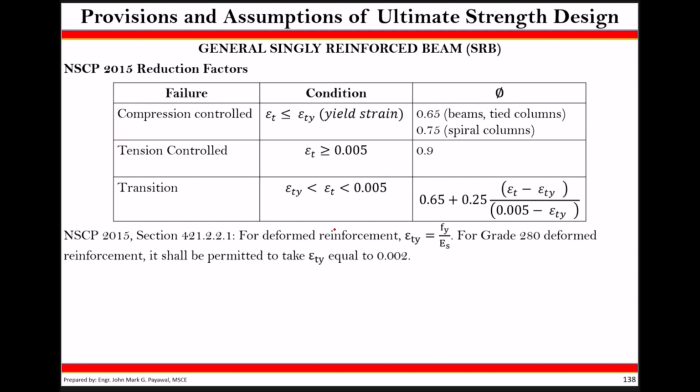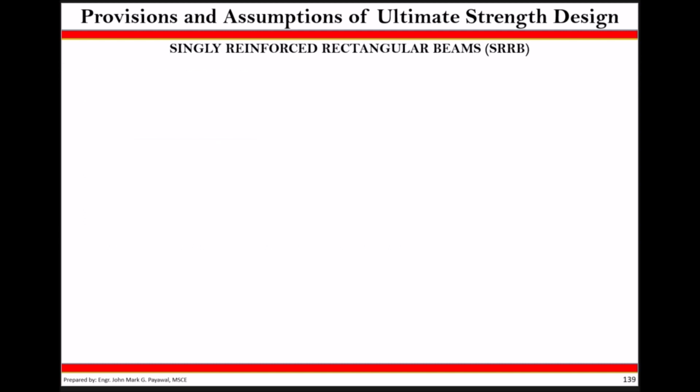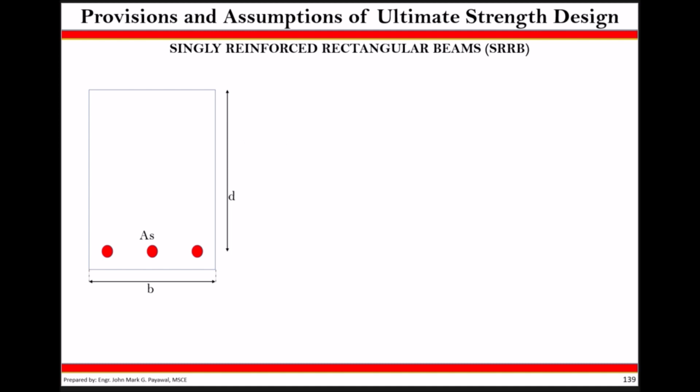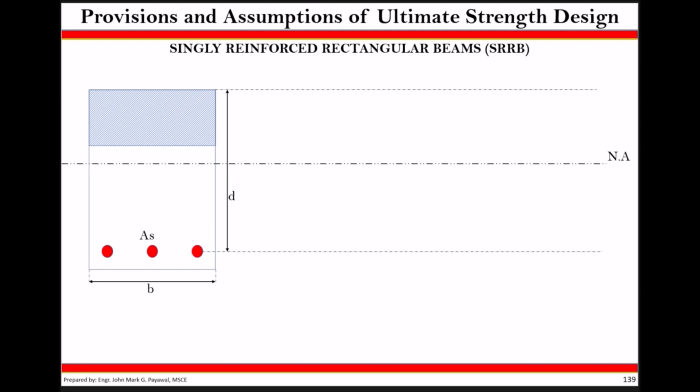So, na-mention ko kanina, mostly naman nagiging rectangular siya. So, gawin na natin is, mag-derive tayo ng equation for singly reinforced rectangular beam. This means that what we are going to come up with is only applicable to singly reinforced rectangular beam. A typical section looks like this with area of steel, base, and effective depth there. If it crashes, the neutral axis is slightly below the area of your concrete above.